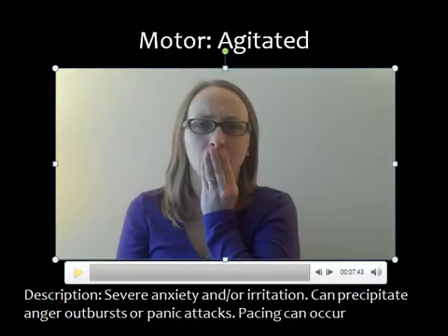This client hyperventilates, seems upset, grasps her hair, then places her hand to her mouth in rapid succession, and seems ready for action. This readiness for action, by the way, is often associated with the adrenaline response, and the severe anxiety or irritation that this client presents with is known as agitated motor movement.